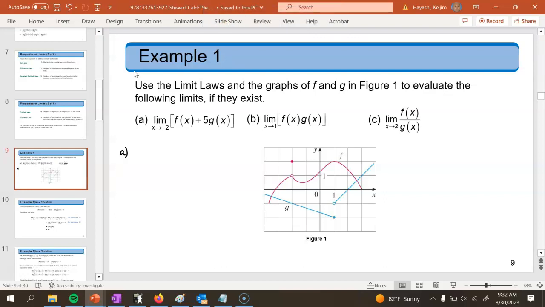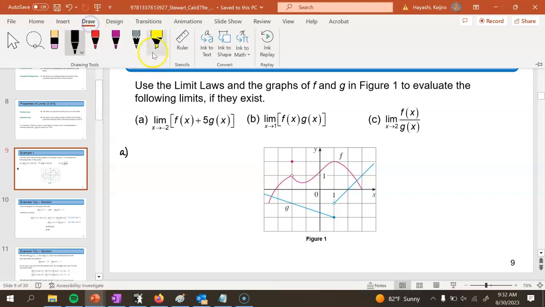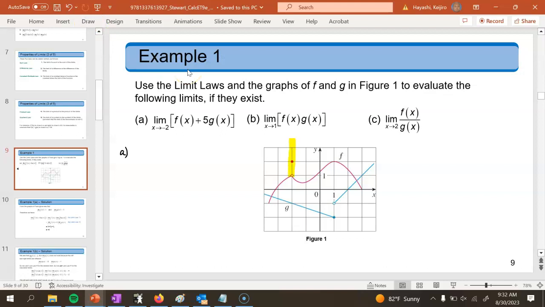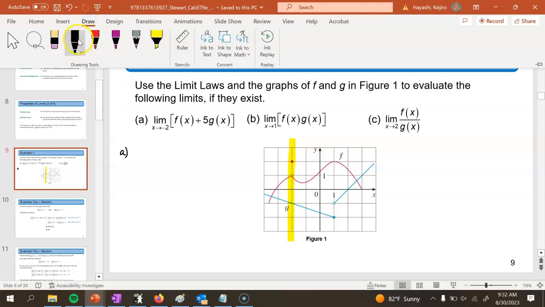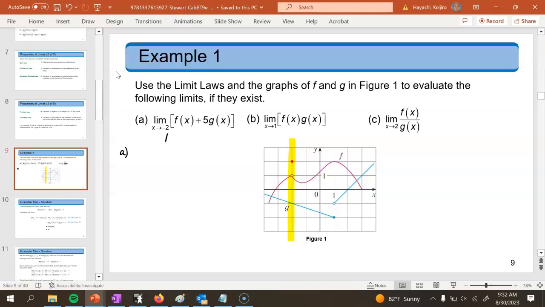So for part A, we're looking at the limit as x approaches -2 of this linear combination of functions, f of x plus 5 times g of x. So first of all, we're concerned with what's happening when x is -2. So we're concerned with the limits of the functions around here. But before we even look at the graph, we can break this up into this. It's a sum.